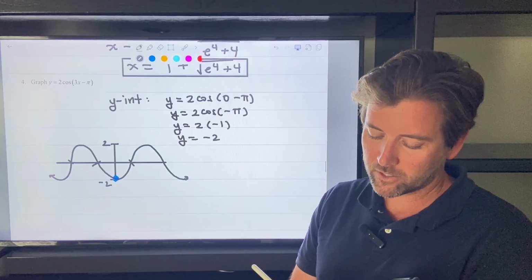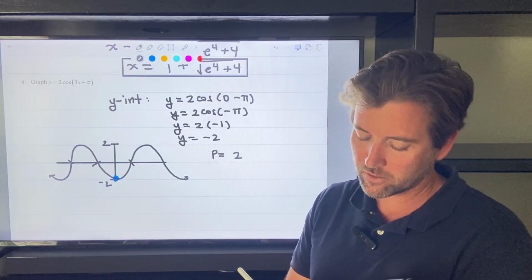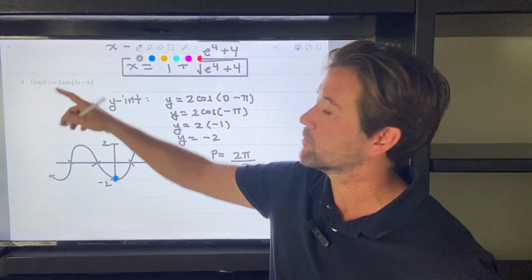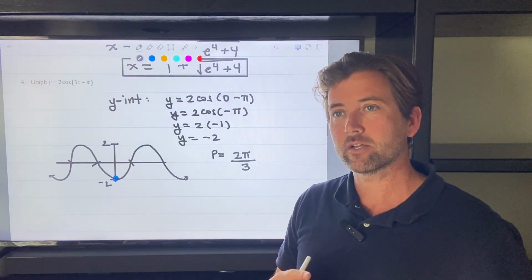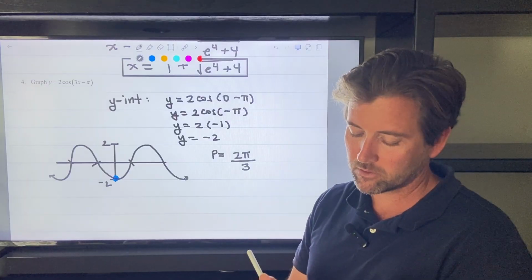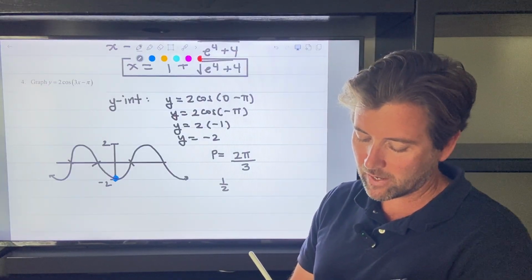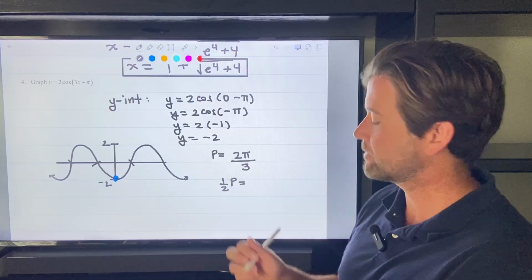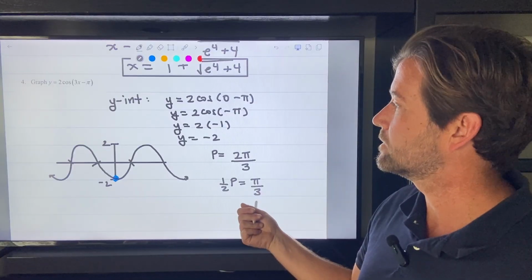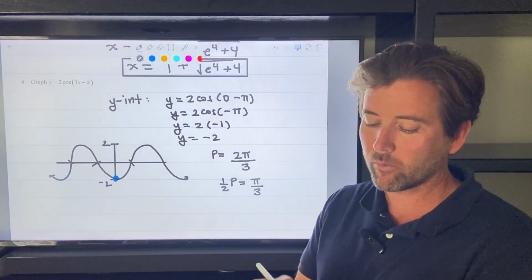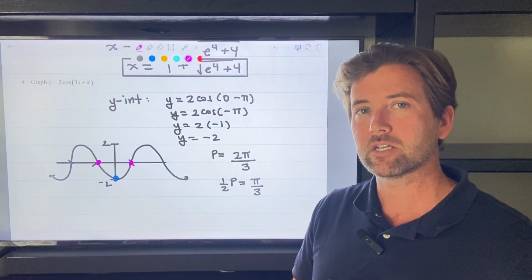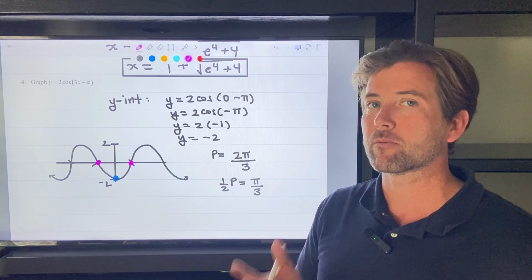Now, what I could do is show you the period of this function is 2 pi divided by the coefficient of x. So it's 2 pi over 3. That's the period for cosine, sine, secant, and cosecant. It's 2 pi divided by the coefficient of x. Now, half the period, if I take half of this, I get pi over 3. Now, this is important to know because the x-intercepts are always half a period apart for a sine, cosine, secant, cosecant function, as long as you're not shifting the graph up or down.